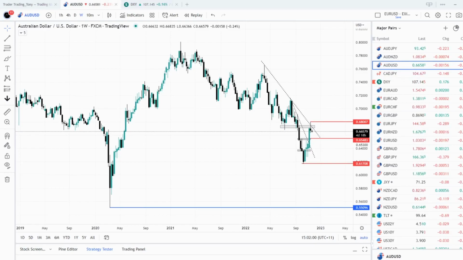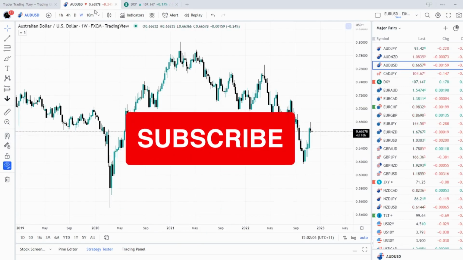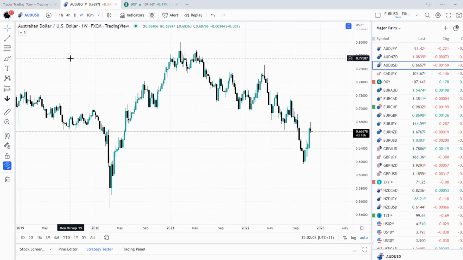Okay, traders, let's take a look at the AUDUSD. We're going to go through a top-down analysis of the AUDUSD, starting on the weekly time frame, moving down to the daily, 4-hourly, and hourly to find any possible trading opportunity this week on the AUDUSD.